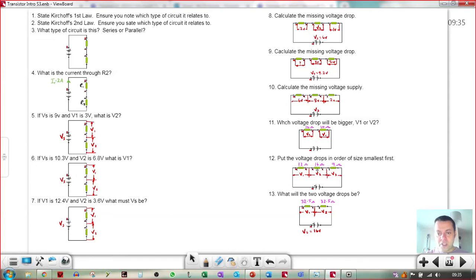Put the voltage drops in order of size. Really that's just look at the resistances, put them in order of size, and then match them up. Smallest first, so that will be the 9 ohms, so it's V3, V1, V2. In this one, what will the two voltage drops be? Because the two resistance values are the same, V1 and V2 will be the same. V1 will be half of the supply, V2 the other half. So V1 and V2 are 8 volts each.